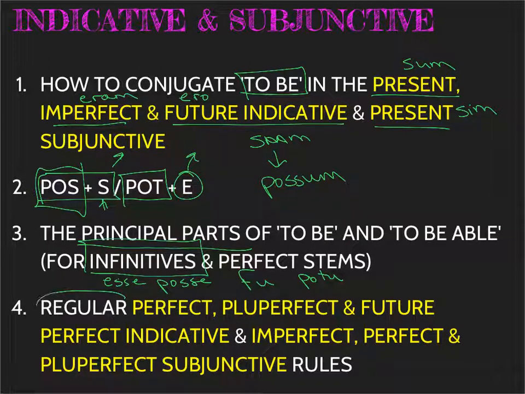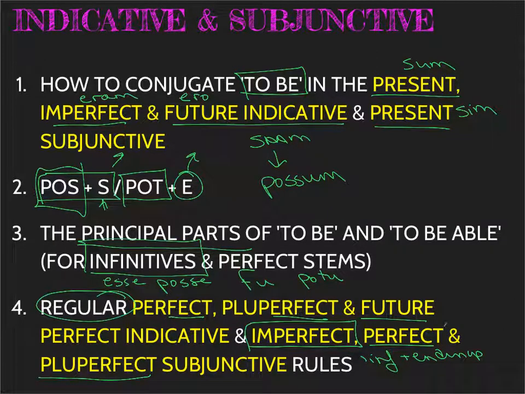Then you just need to know the regular endings for the perfect tense, i, isti, it, the pluperfect tense, eram, eras, erat, the future perfect tense, ero, eris, erit. And then you need to know the rule for the imperfect subjunctive, which is the infinitive plus endings. And then you need to know the endings for the perfect and the pluperfect, erim, eris, erit, and issem, isses, isset. I know that seems like a lot, but you have much of this already memorized.